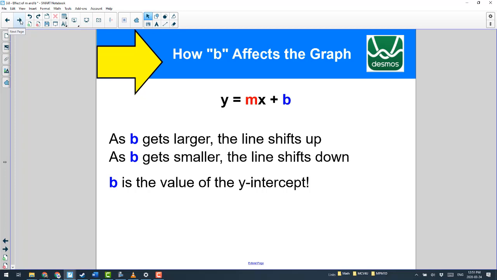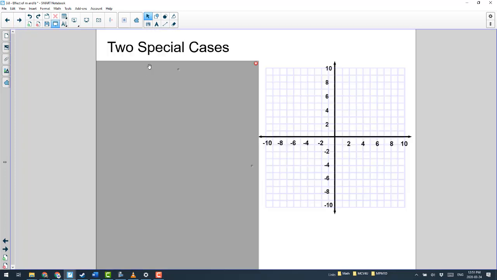Now, earlier I did mention those special case scenarios, the vertical and horizontal lines. So let's look at what's going to go on with those.